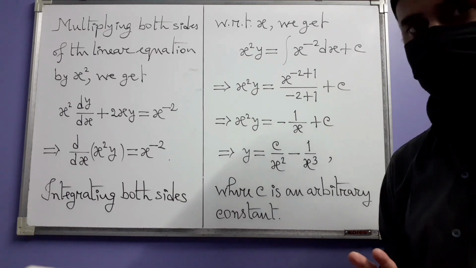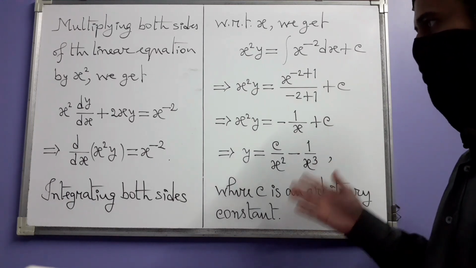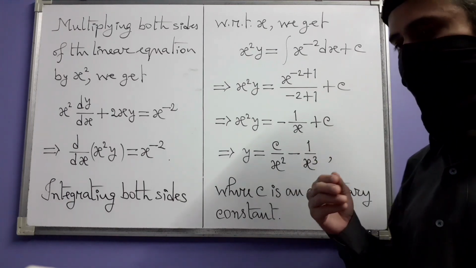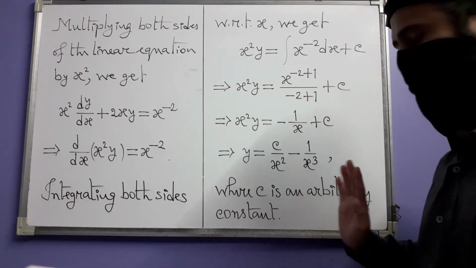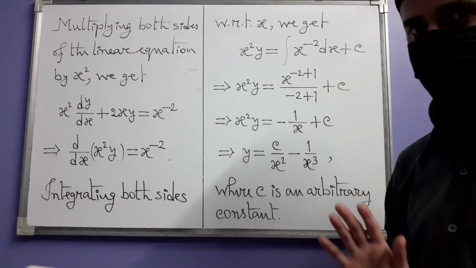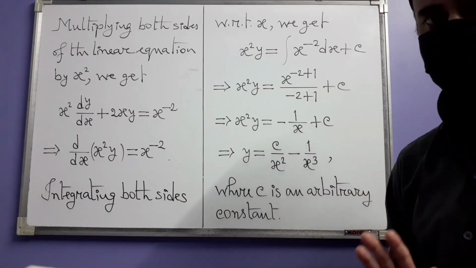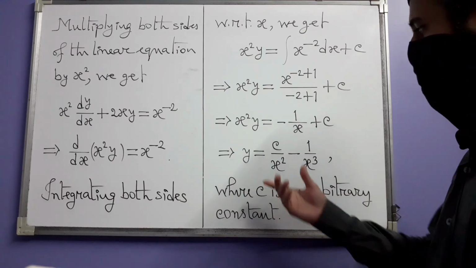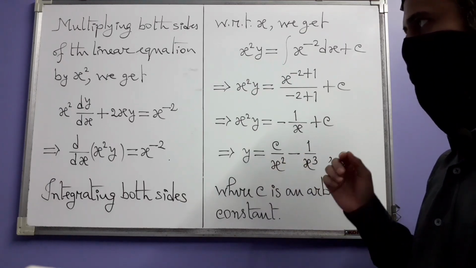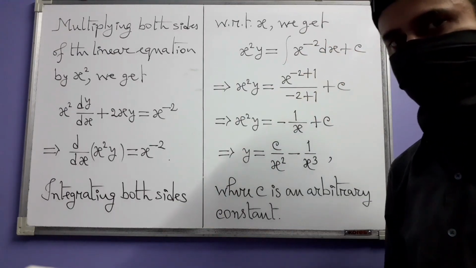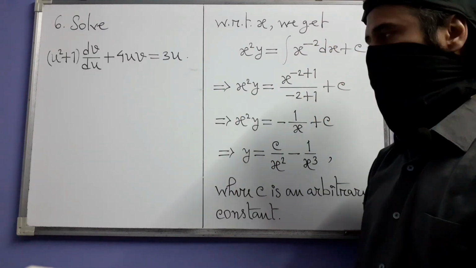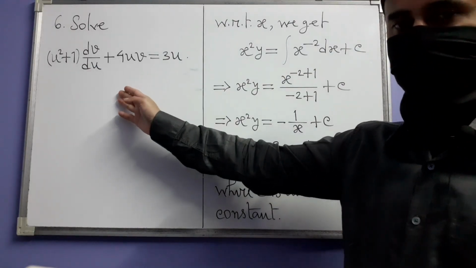You mention that also. Although it's understood that in the context of solving a differential equation, c is an arbitrary constant, you need to mention that fact. It shows that you know what you are doing. So this is a one parameter family of solutions of our linear equation and hence of the original equation as well. Let us next see number 6.